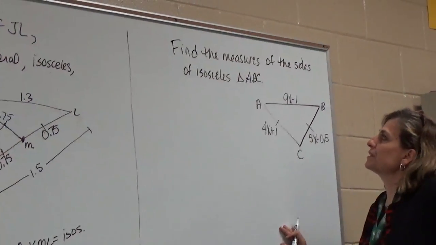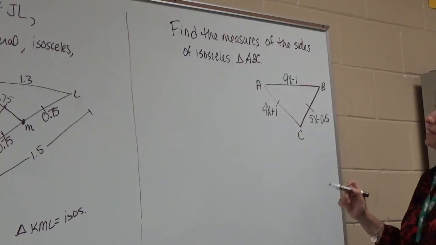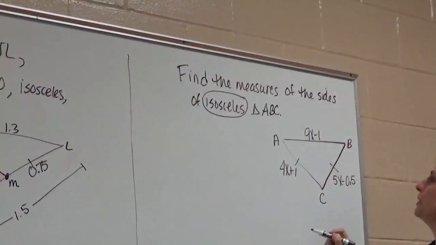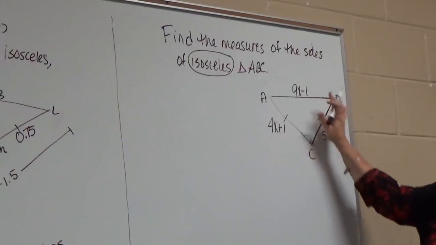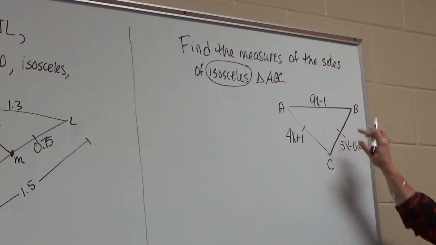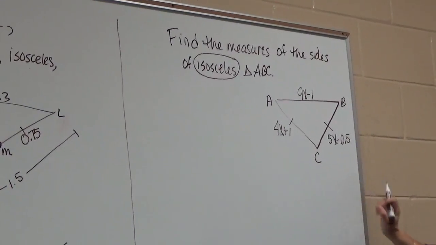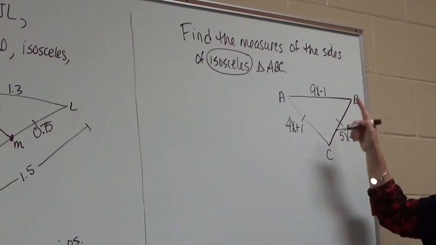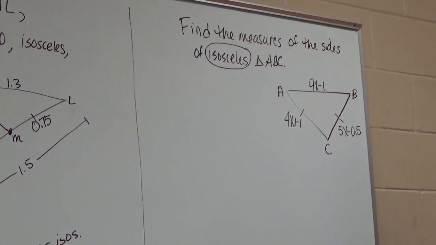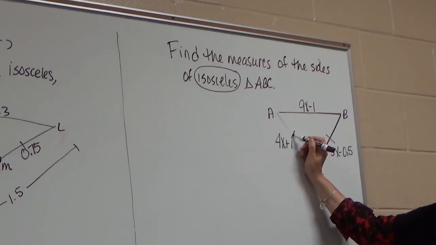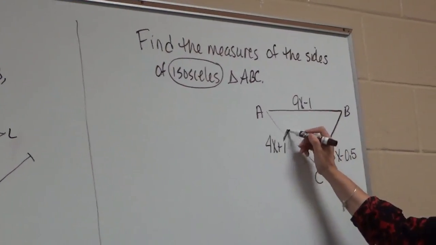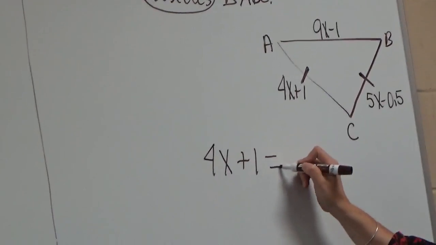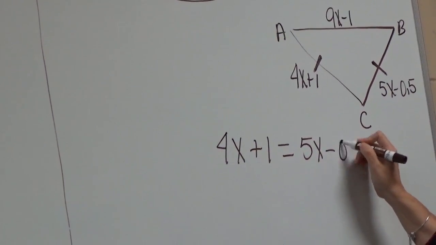Find the measures of the sides of isosceles triangle ABC. This is key that it tells you what kind of triangle it is. So you need to know how I am going to find the measures of the sides. Well, there's x's in each one of these things, so I'm going to have to figure out what x is, and then I'm going to have to go back and plug x in to figure out how much the measure of each side is. This is key. When they tell you two sides are equal, you need to set them equal to each other. So you're going to be solving some algebra here.